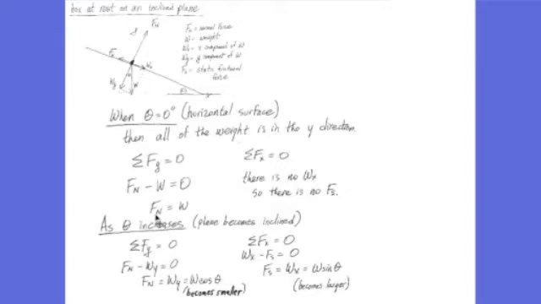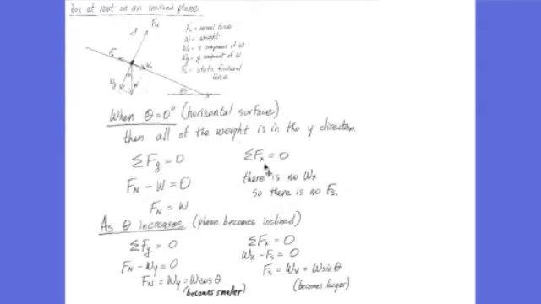Rearranging, I see that the weight and the normal force are equal to each other. For a horizontal surface, it's important to note that, when there are no other forces in the y direction, this will be true: the normal force is equal to the weight.